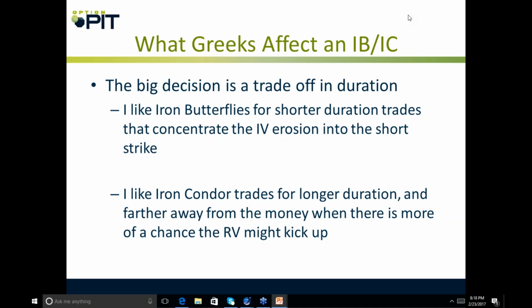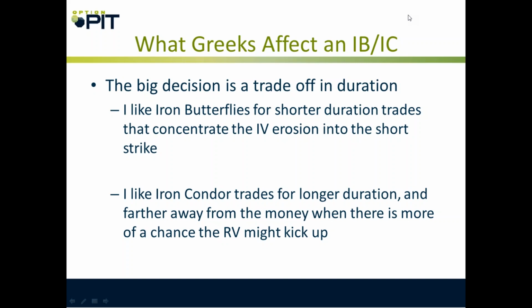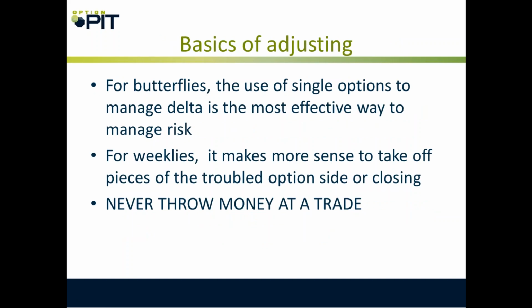All right, it's a much bigger dude, so it can take a lot of punishment. So they're longer duration, further away from the money, and it's when there's a chance that movement might kick up, or if movement's been kind of choppy. They're great for chop. So like oil, iron butterflies look great for oil right now, in my opinion.